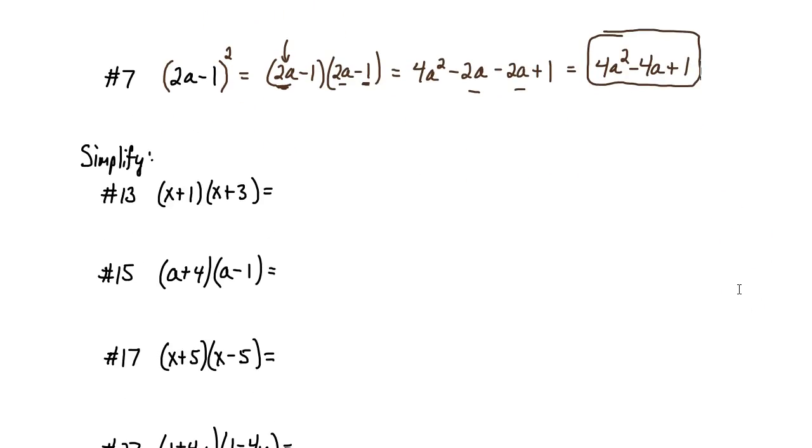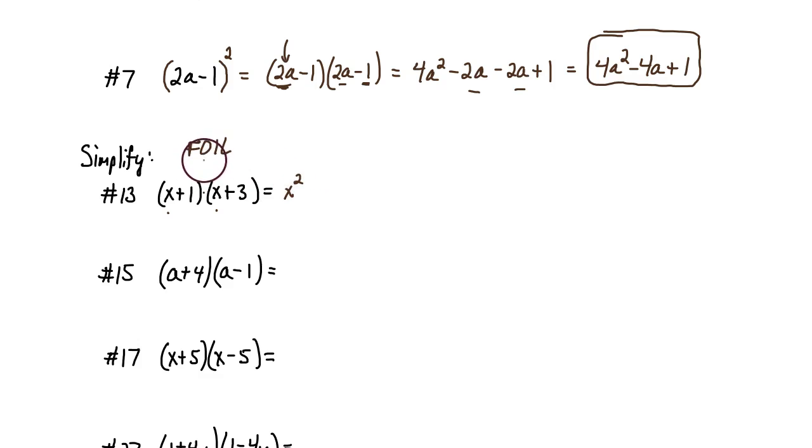In number 13, we're given a binomial times a binomial and asked to simplify it. This is a lot like the one we just did, where we had 2a minus 1 times another 2a minus 1. The technique is called the distributive property, or some people refer to it as FOIL. The letter F tells you to multiply the first terms together. The first term from that parenthesis times the first term from that parenthesis. X times x. That makes x squared.